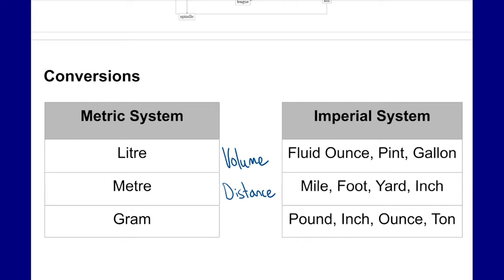And lastly, in the metric system, you might see gram. In the imperial system, you might see pound, ounce, ton. These are measurements for weight. So you see the difference between them. There's a lot more when we look at the imperial system compared to the metric.